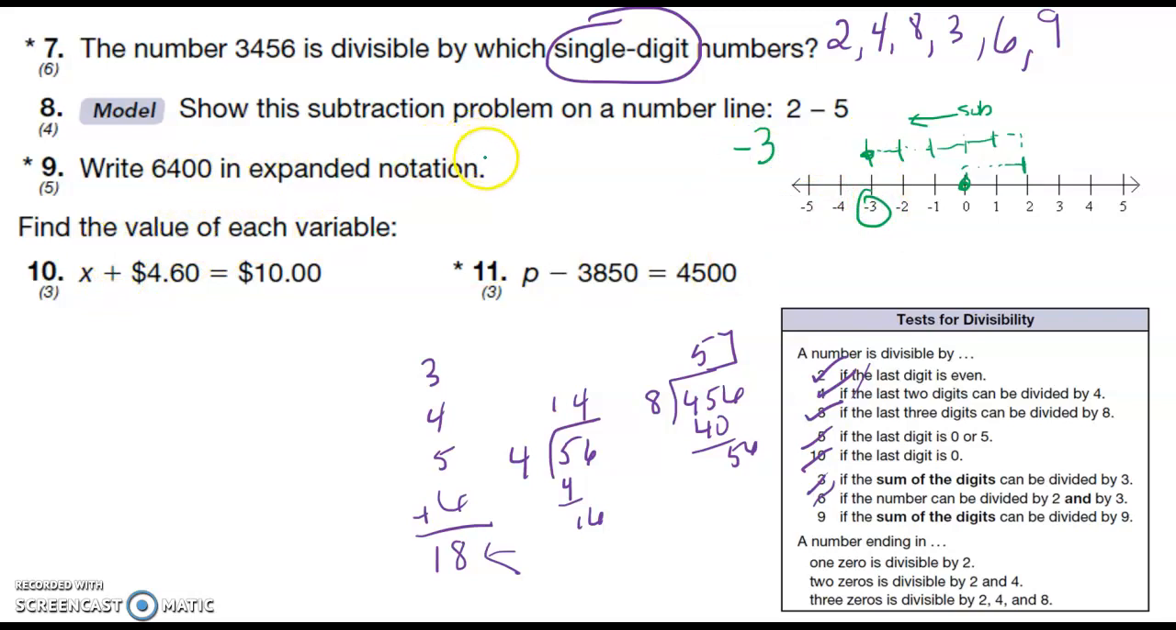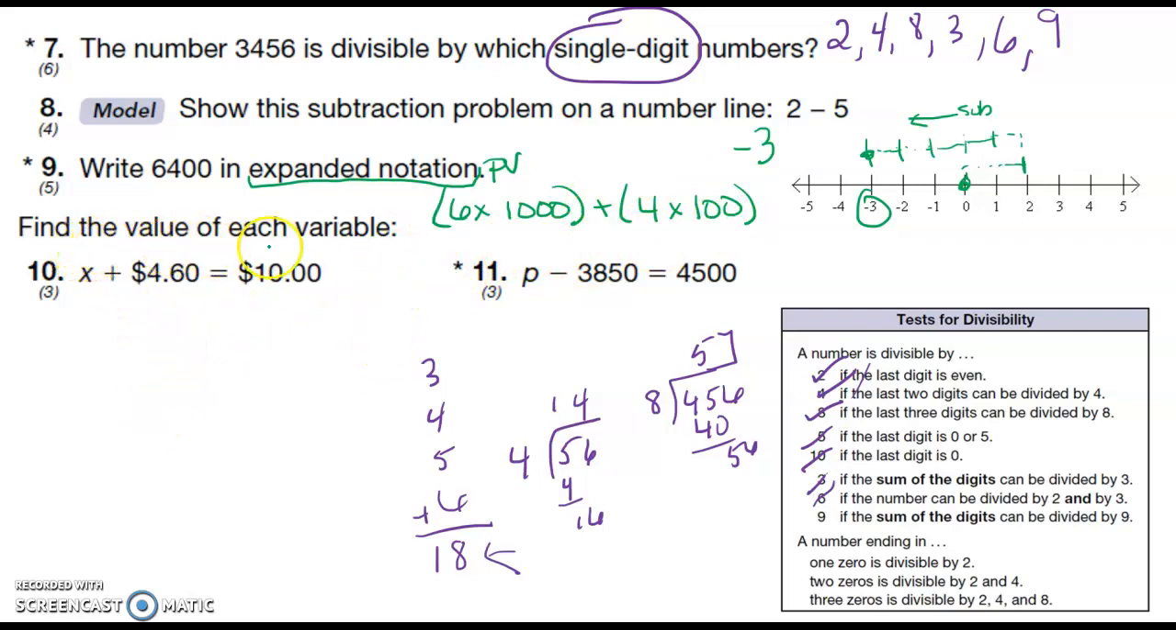Write 6400 in expanded notation. So this means we're going to be using our place value. So I have 6 times, and the 6 is in the thousands place. And then 4 times, and the 4 is in the hundreds place, and that's my answer.